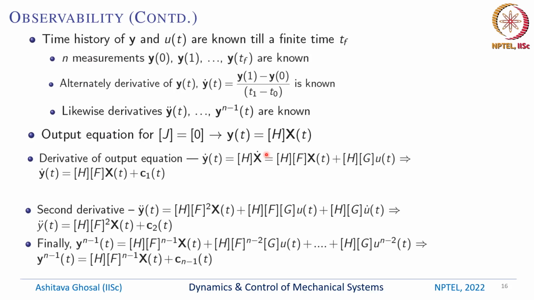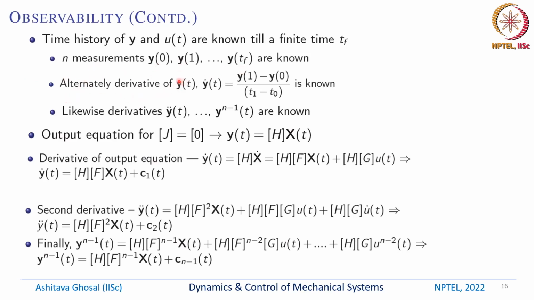So now let's go back to the basic idea that we want to use the time history of y and u of t, and of course we want to use it only for a finite time tf, and see whether we can obtain the initial condition x of t0. Okay, so we have n measurements, y of 0, y of 1, all the way till y of tf.